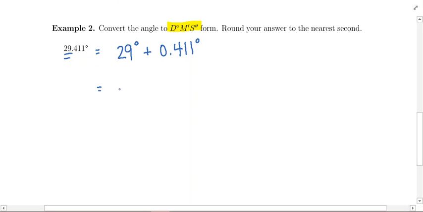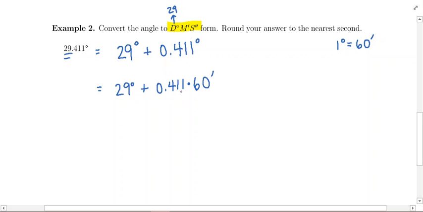So I've got 29 degrees. We've taken care of the D part. We know that's 29. So we need to handle this decimal part. This is how we're going to think of it. We're still adding 0.411, and this 0.411 is measured in degrees. What do we know about degrees? We know that 1 degree is equal to 60 minutes.